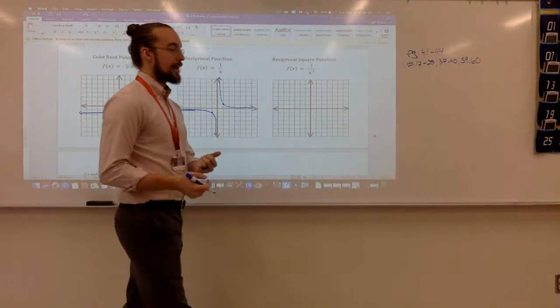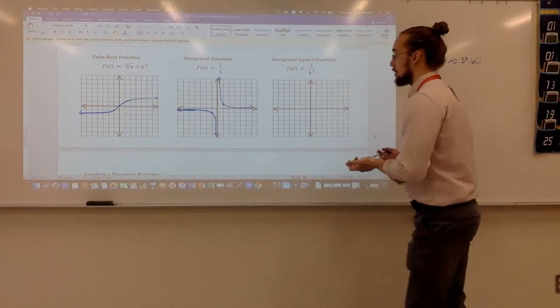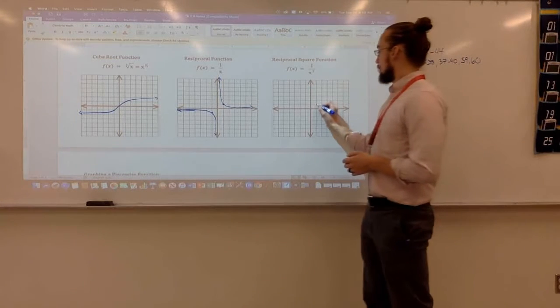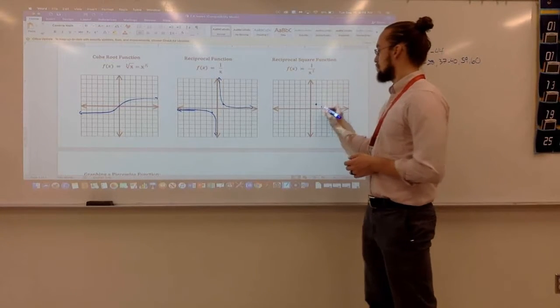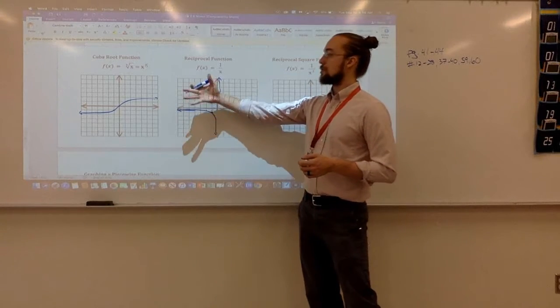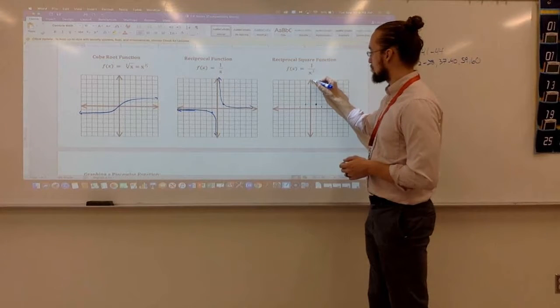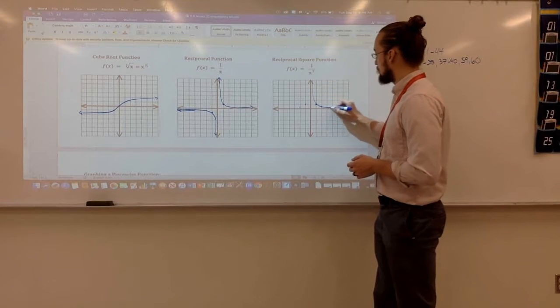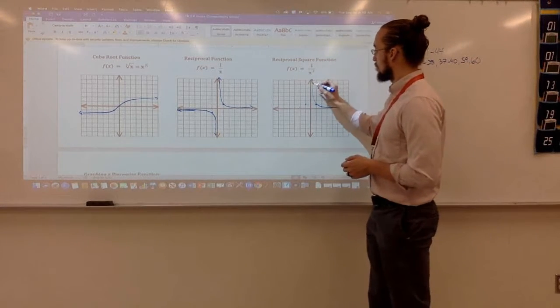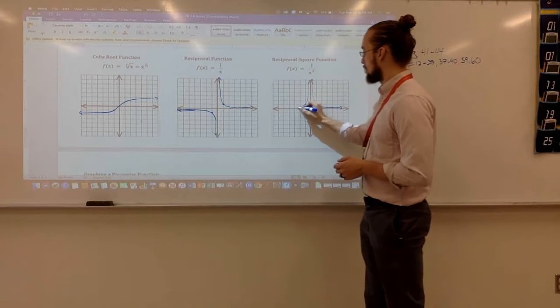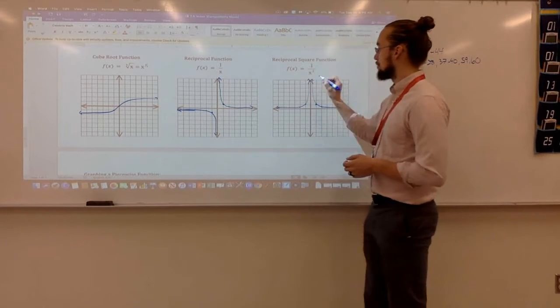Then if I do 1 over x squared, similar idea. If I start plugging in values, the only difference is this piece ends up getting flipped up. That piece will be positive, but we'll still have an asymptote at 0. This graph just looks like this.